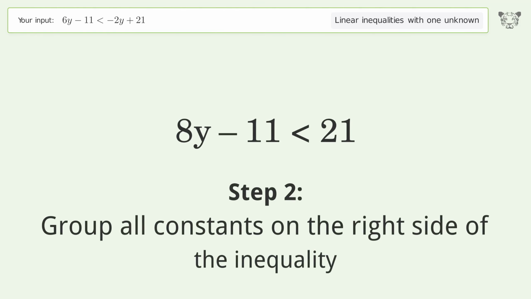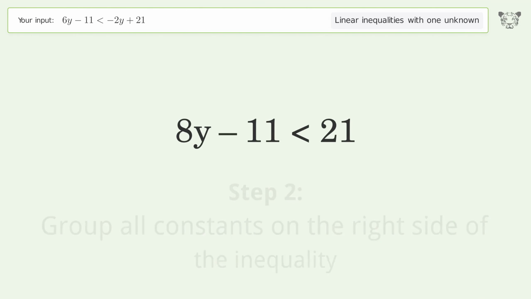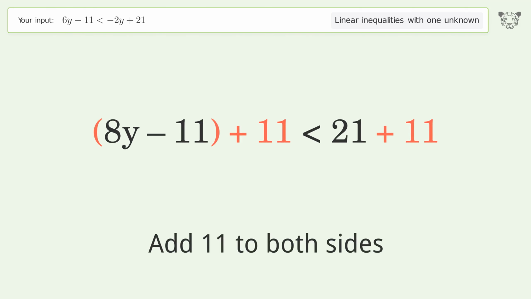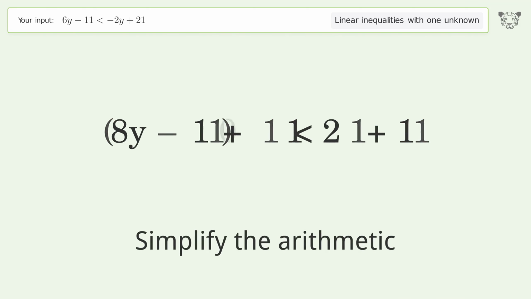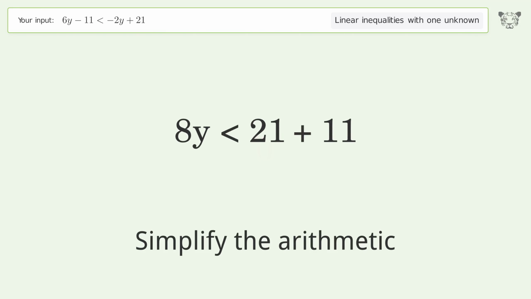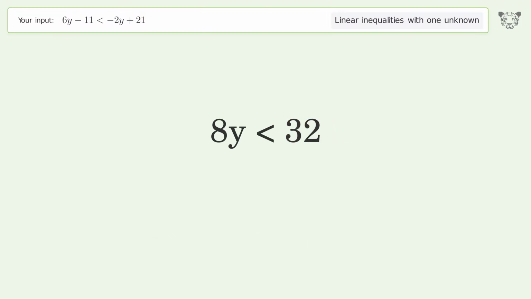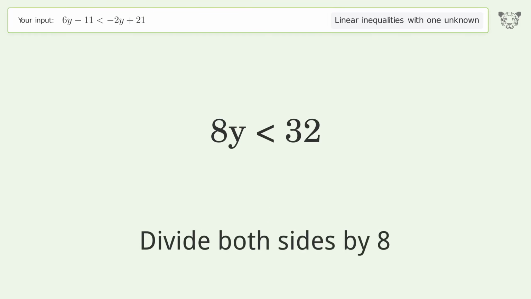Group all constants on the right side of the inequality. Add 11 to both sides. Simplify the arithmetic. Isolate the y. Divide both sides by 8.